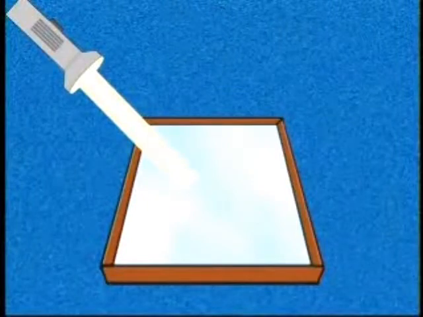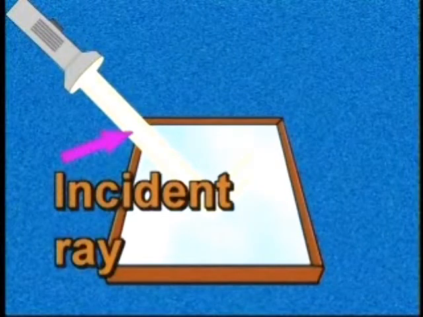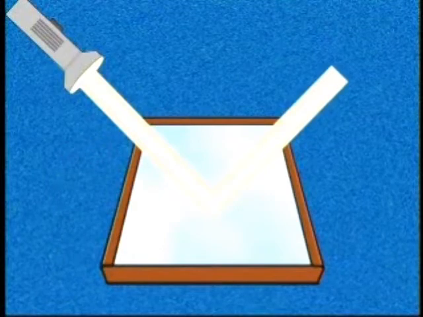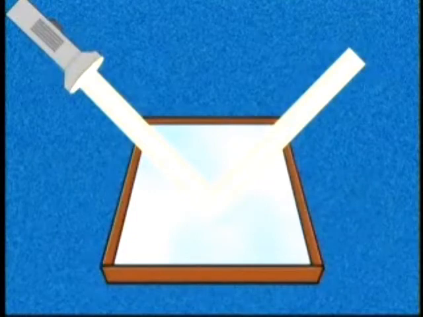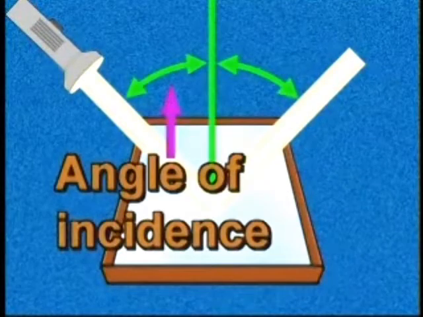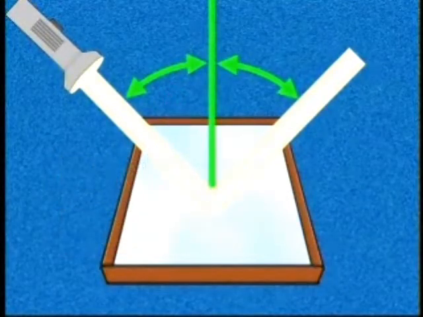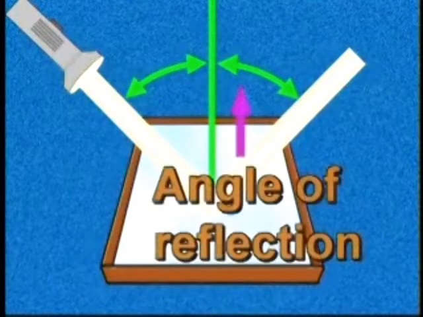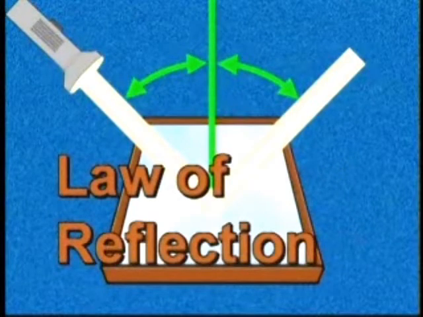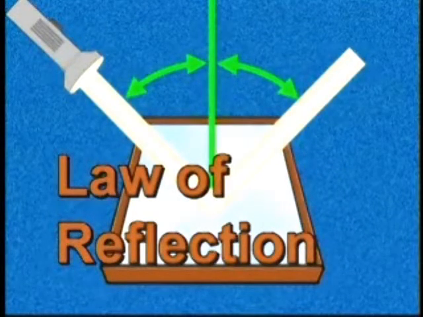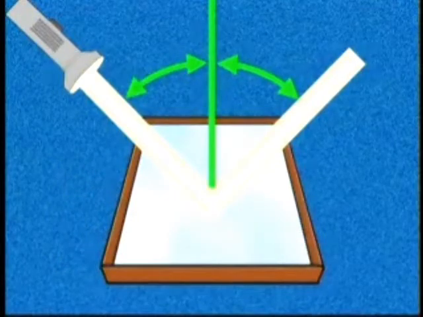When light bounces off of a flat mirror, it bounces off at the same angle that it hits. Light rays approaching a surface are called incident rays, and the light rays bouncing off a surface are called reflected rays. The angle at which light strikes an object is called the angle of incidence, and the angle at which light bounces off an object is called the angle of reflection. The law of reflection states that the angle of incidence and the angle of reflection are equal to each other.